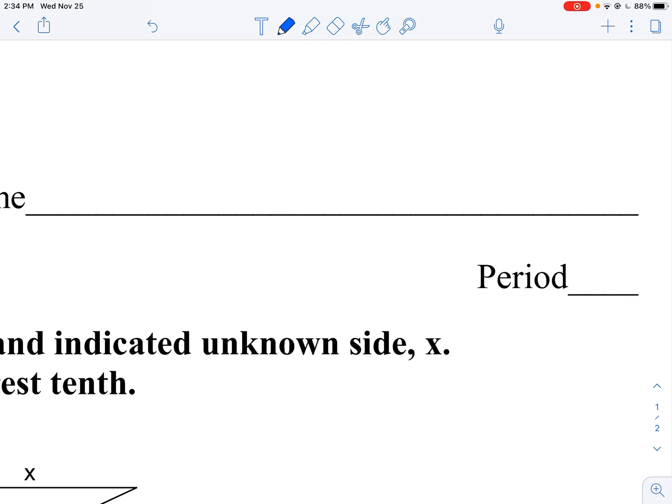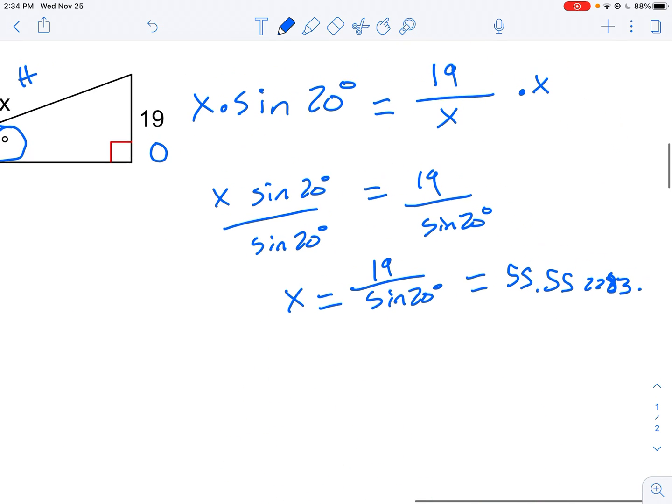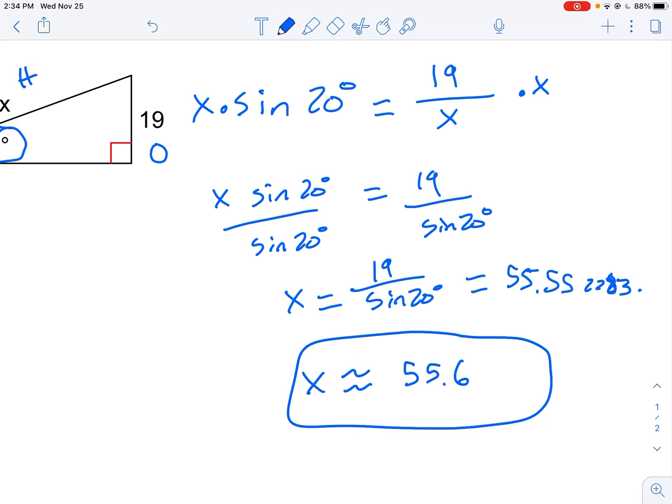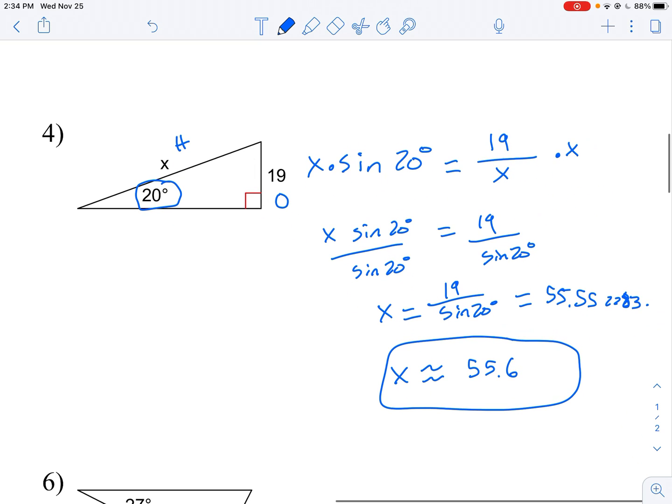So we're going to round to our first decimal place, which is here. We got to look at the 5. The 5 there is 5 or greater, so we're going to be rounding up. x is about 55.6. Sorry, it's not degrees, it's just 55.6, whatever the units are. So there you go. You set up an equation, solve the equation for x, and then you can plug in the result and get your answer.